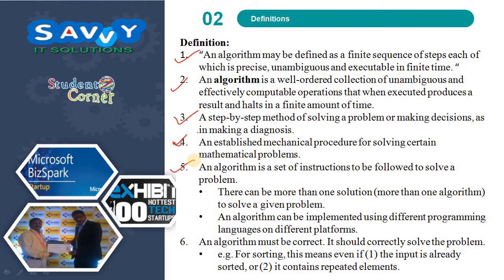Fifth, an algorithm is a set of instructions to be followed to solve a problem. There can be more than one solution to a given problem, and an algorithm can be implemented using different programming languages on different platforms. And the sixth one is, an algorithm must be correct. It should correctly solve the problem. For example, for sorting, this means it must work even if the input is already sorted, or if it contains repeated elements.